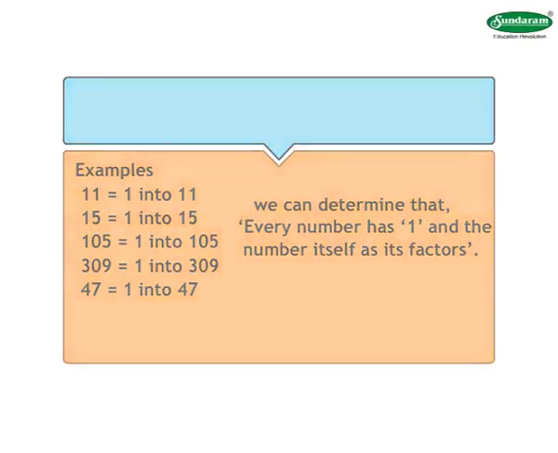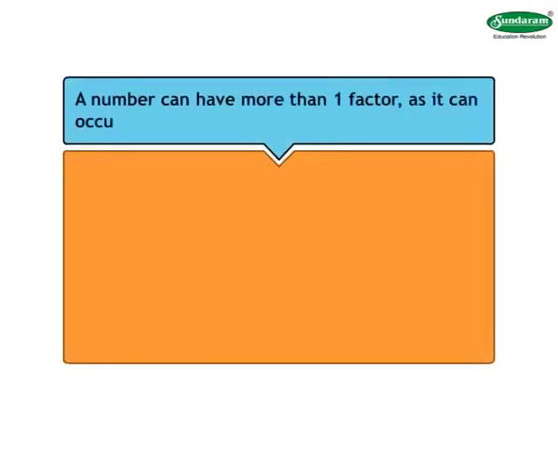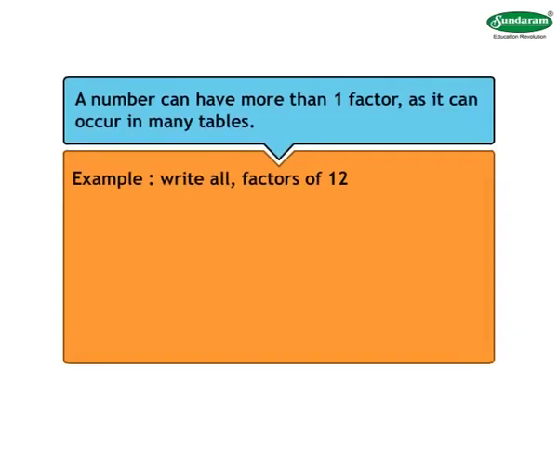Note that we have not written other factors of above numbers. Remember, a number can have more than one factor, as it can occur in many tables. Say for example, write all factors of 12. We know that 1 into 12 is equal to 12.